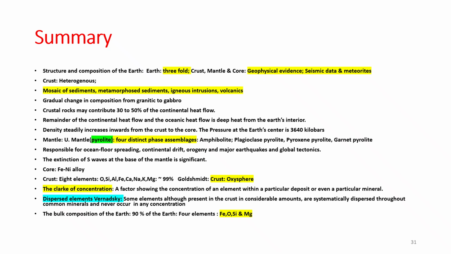And the bulk composition of the earth: 90% of the earth consists of 4 elements. These are iron, oxygen, silicon, and magnesium.